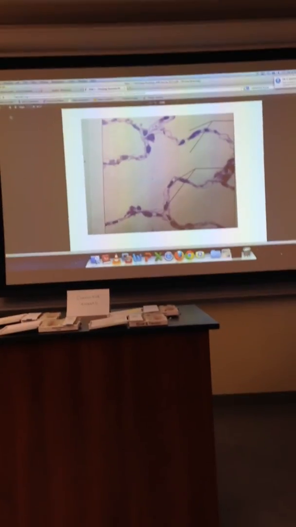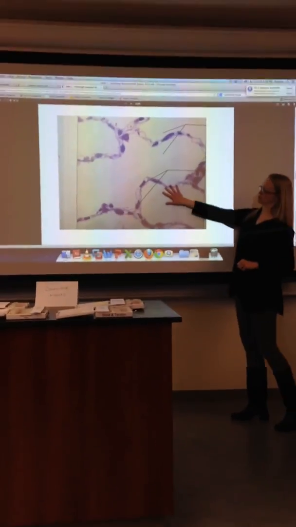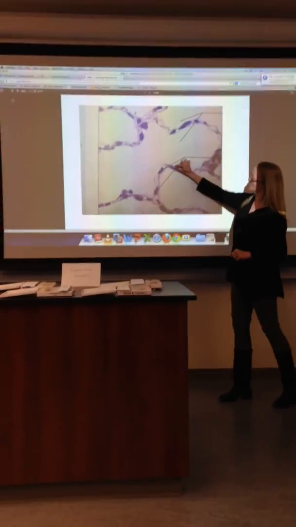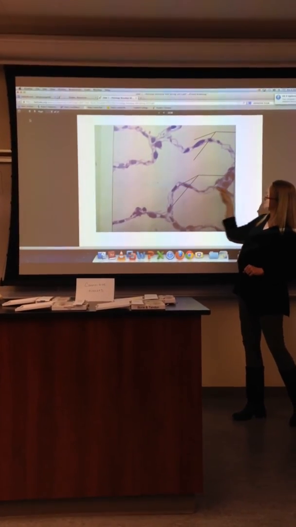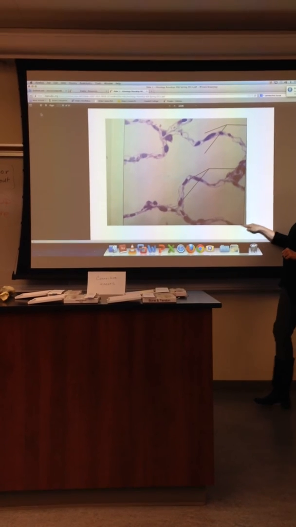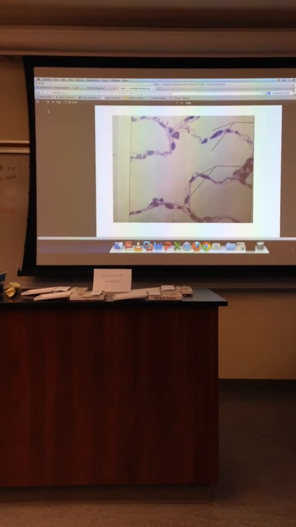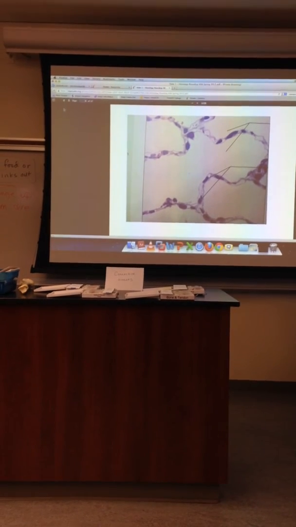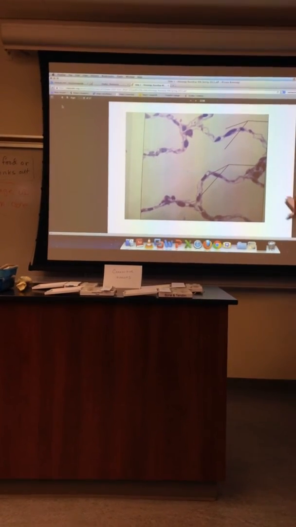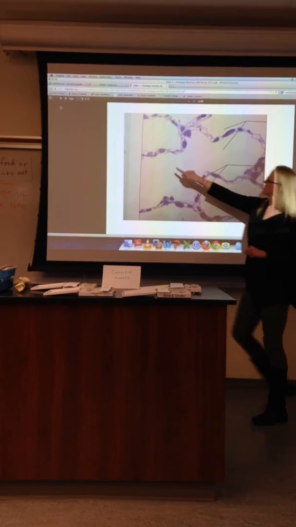This is lung tissue. This is an air sac in your lung, and then this cell is connected to this cell. This is the nucleus of one cell to form an air sac. What type of tissue do you think it is? It's an alveoli. Alveolus, I guess is singular. So this is the portion of one air sac. Here's another air sac.